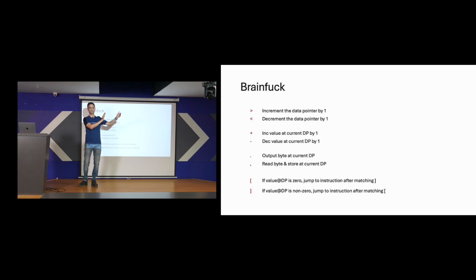Otherwise, continue with the instruction. You can imagine it in your mind as if sort of a construct, right? And similarly, the closing bracket means that if the current value at data pointer is non-zero, then loop back, else continue. Okay, so it's like a looping back sort of a construct, the closing square bracket.